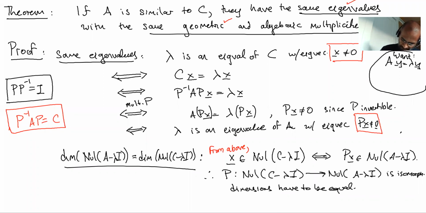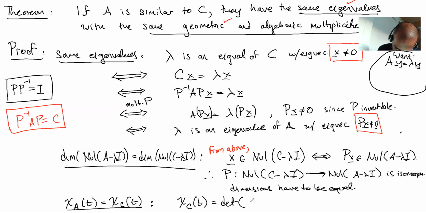Okay. So now let me do algebraic multiplicity. We'll actually prove that they have the same characteristic polynomial. That will in particular imply that they have the same algebraic multiplicity, because algebraic multiplicity is the number of times an eigenvalue appears as a factor of the characteristic polynomial. Well, what's the characteristic polynomial of C? That's the determinant of C minus T I. I'm using the variable T.